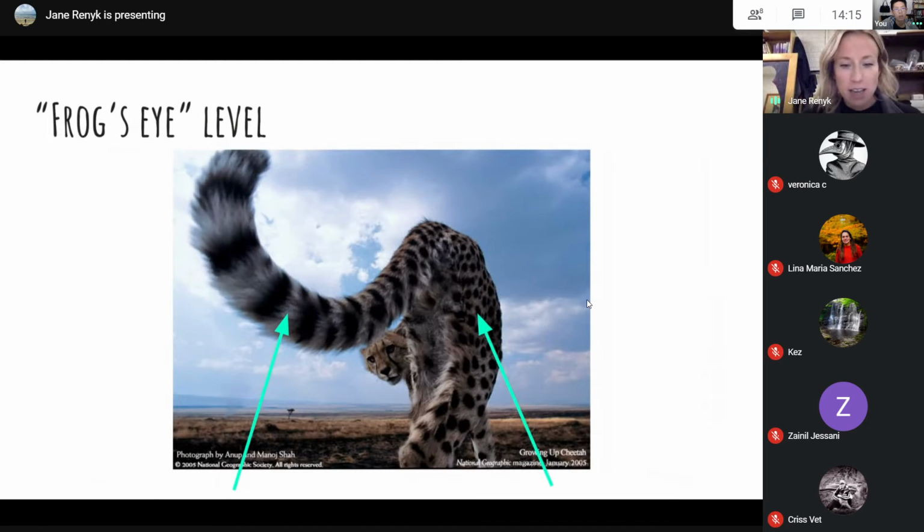And then frog's eye is absolutely one of my favorites. You are getting on the ground. So you are putting your camera on the ground, your phone, whatever, and you are shooting from as low as you can, looking up to that subject. And I'll show you a couple of examples later.